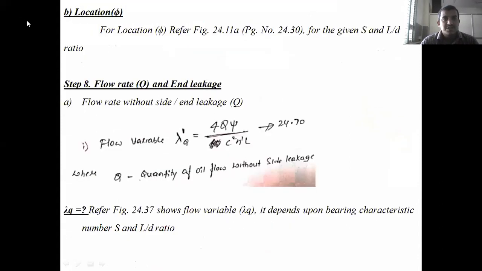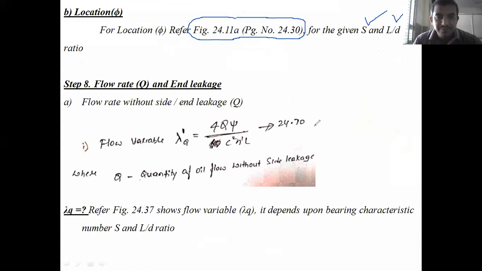Next, location. How do you get the location? The location phi, you can refer again to figure number 24.11a, page number 24.30. Again, for the given value of S, Sommerfeld number, and L by D ratio, you go for the phi value. When you solve the problem, you directly use the figures. That completes step number 7.